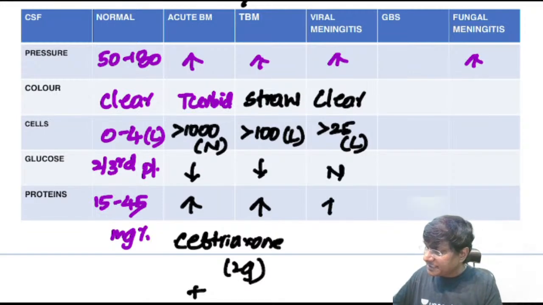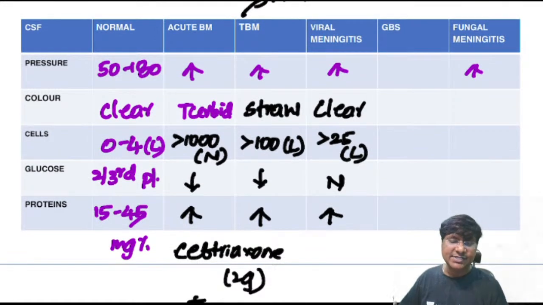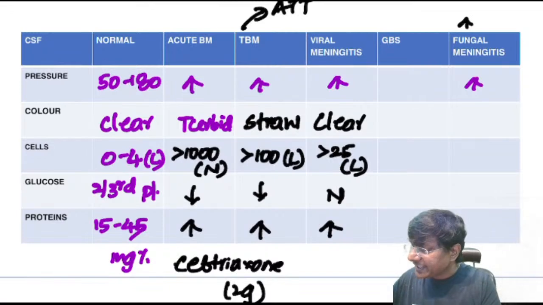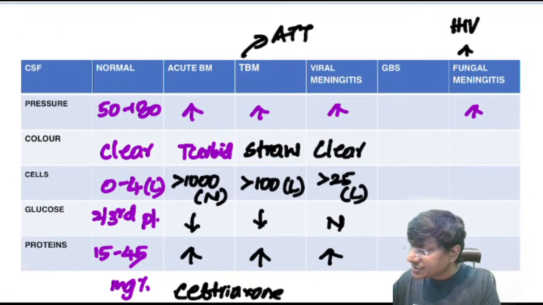Sugars will be normal, but the proteins will be elevated. And in case of viral meningitis, the antiviral drug that you can give is acyclovir, or depending upon the viral agent, you can give that particular antiviral drug. Then coming to fungal meningitis. Fungal meningitis is very common in immunocompromised patients like HIV.